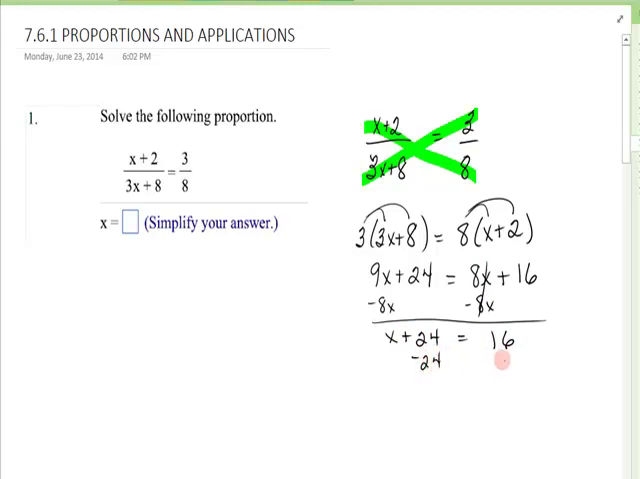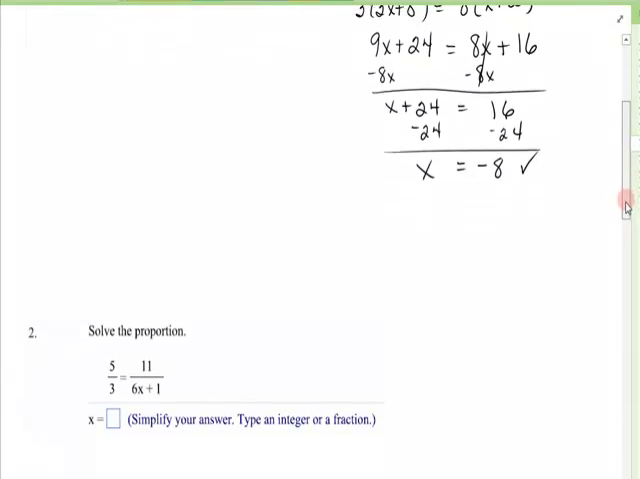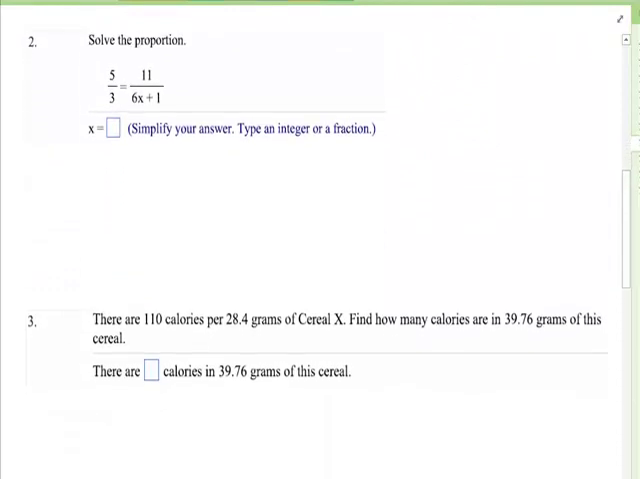Subtract 24. x is equal to negative 8. If I put negative 8 in the place of x, that is not going to become 0, so this is a completely valid answer. Proportions. Pretty easy rational equations to solve. Let's look at the next one.